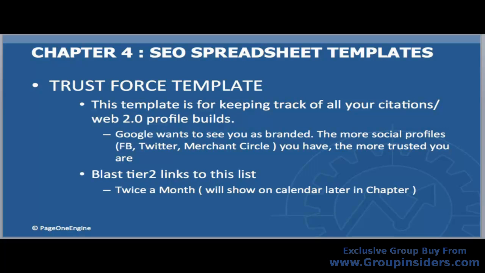And what you want to do with this list is grab it and blast tier 2 links to it with some Fiverr packages. That's key. So you're going to have a list of URLs already in place. You don't have to go and search for them and just blast them. Now let me show you the TrustForce template.